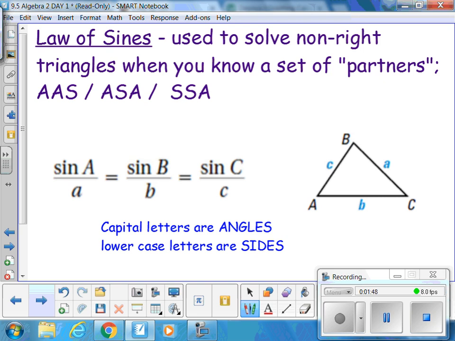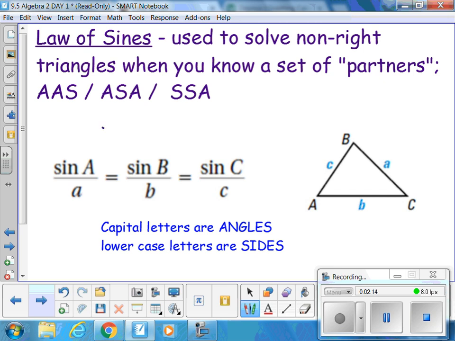All right, this is the slide I do need you to write down. Go ahead and write down that you will use the law of sines when you solve non-right triangles. You would use it when you know a complete set of partners. I talked on the beginning slide about a complete set of partners: it is when you know an angle measurement and you also know the side measurement across the way.